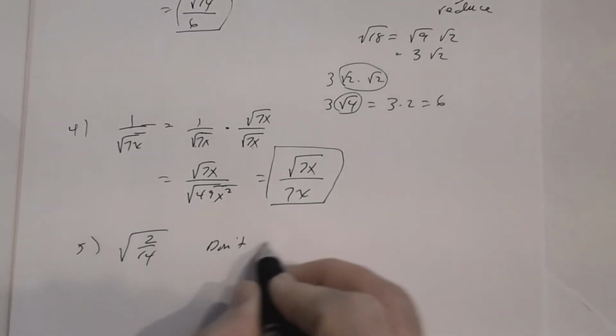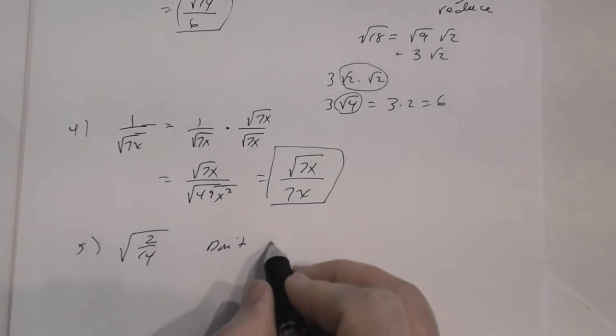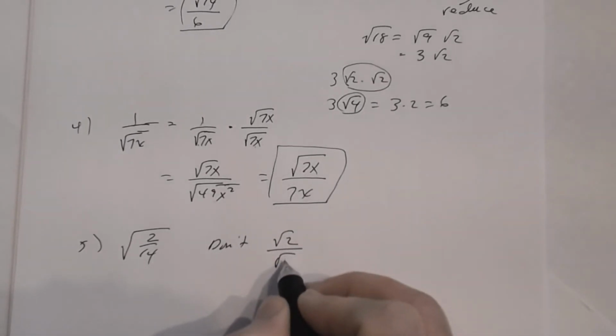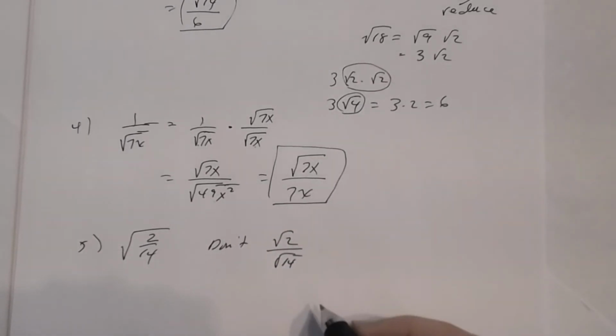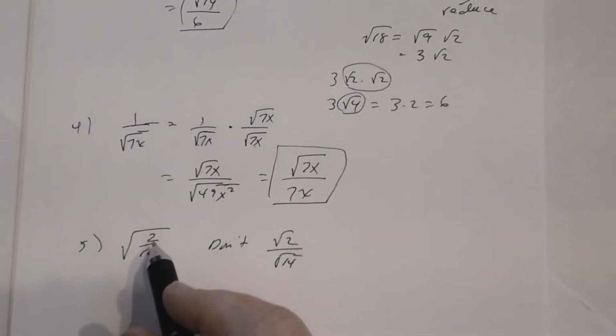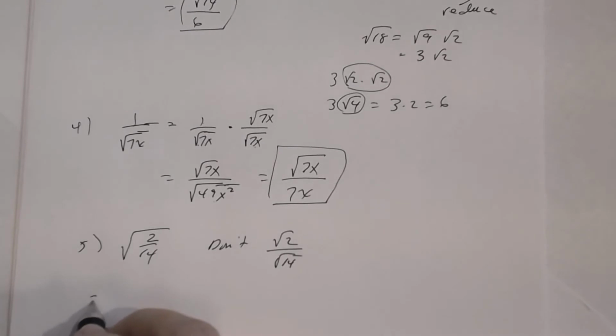Don't write it like this. Now you can, okay? You can say the square root of 2 divided by the square root of 14, and then rationalize. But what I would do is I would reduce first. Notice that that's 1/7, right? So that's the approach I'm going to take.